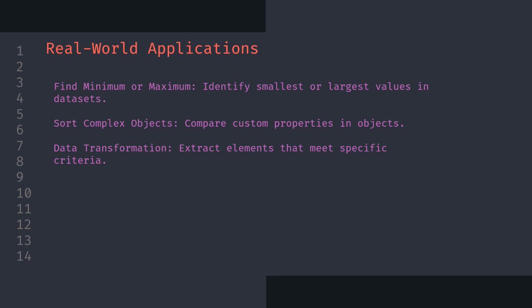This program has a wide range of applications. Finding min-max, we use it to find the smallest or largest values in arrays. Sorting objects, we compare objects based on specific properties like age or price. Data transformation, we extract elements that meet specific criteria in a dataset. The flexibility of defining custom rules makes it useful in many real-world scenarios.